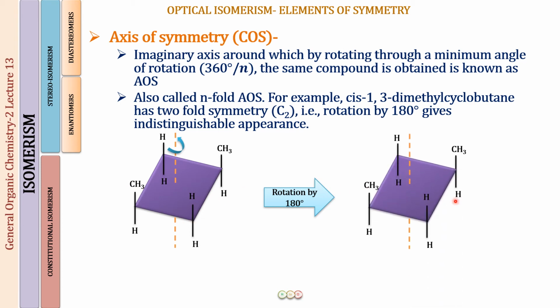So what would be the result? The result would be this. And if you look at these two, what do you find? These two are indistinguishable from each other. They are identical. Hence we have found an axis of symmetry. And by what rotation did we find it? 180 degrees, that is 360 degrees divided by 2. So this has a two-fold symmetry, which we call a C2 axis of symmetry.